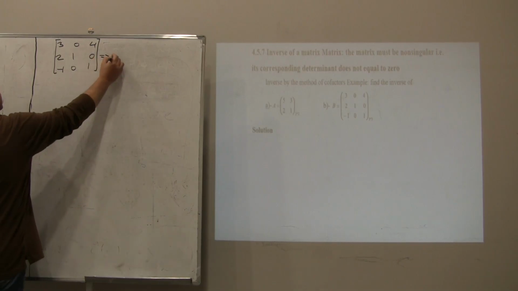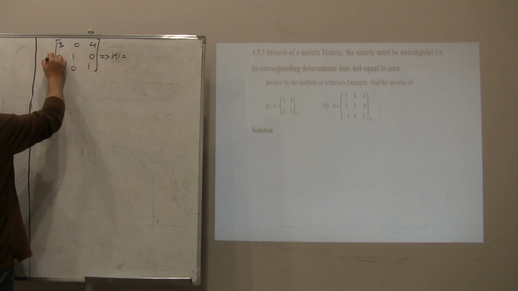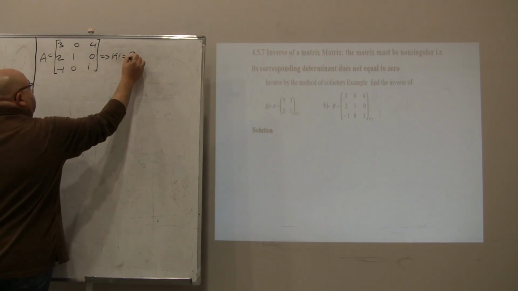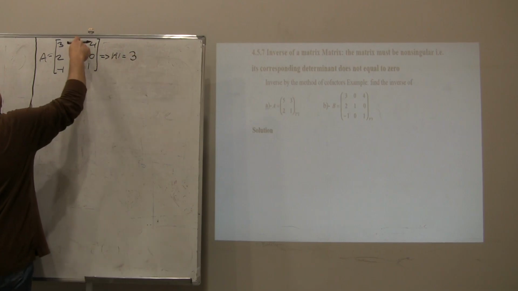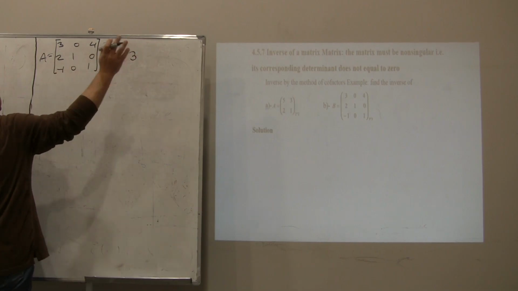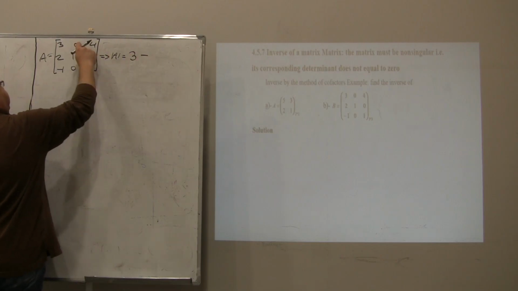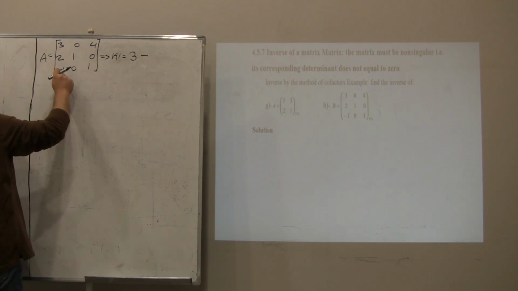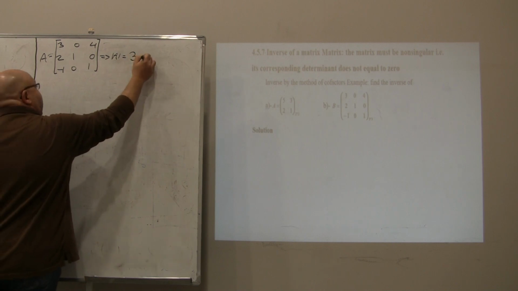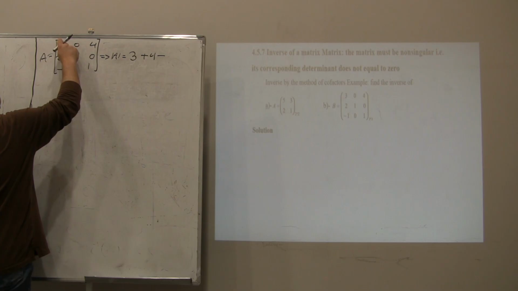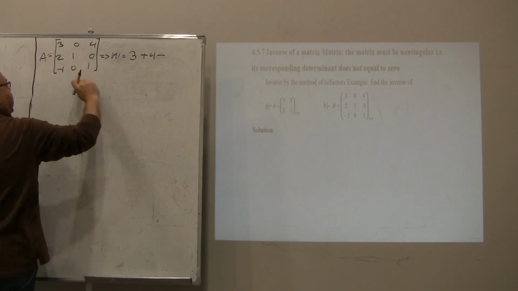Use SAS because this is the fastest method. This is A. Okay, with me. 3 times 1 times 1, 3. Then plus 0 times 0 times negative 1 is done. 0 times 2 times 4 is done. Then minus 4 times 1 times negative 1. It's a minus of a negative 4. Minus 0 times 0 times 3, 0. 0 times 2 times 1, done.